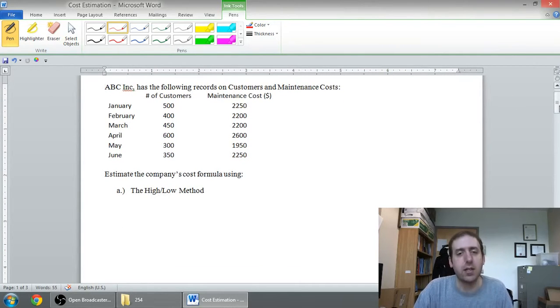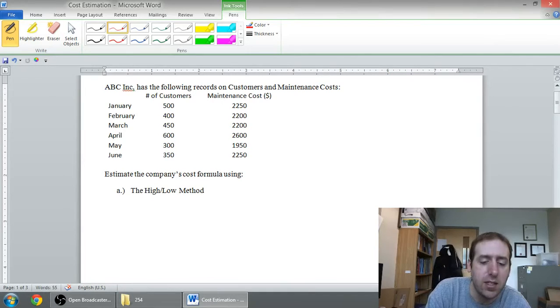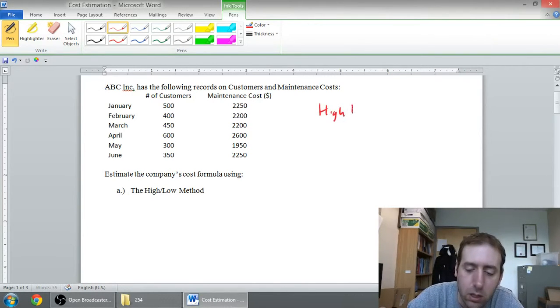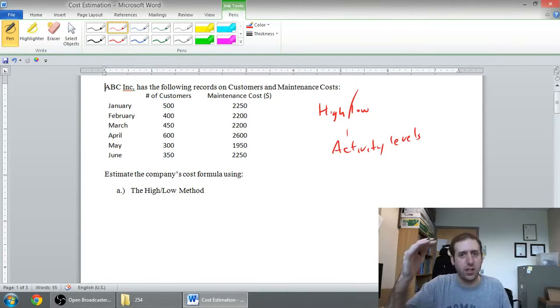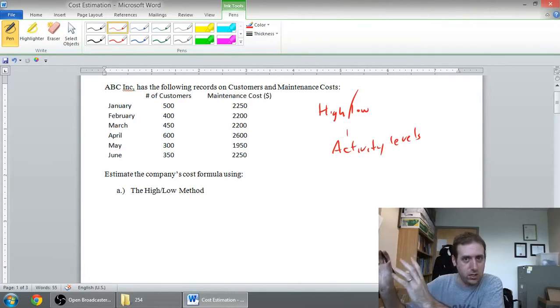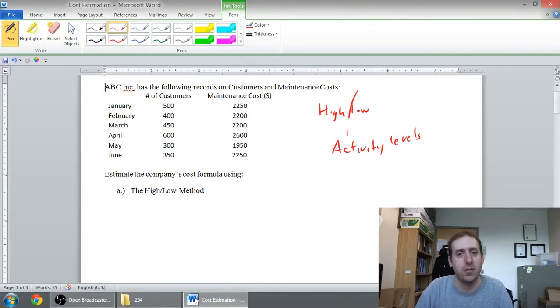So the high-low method is actually pretty easy. In fact, it's a bit overly simplistic. We'll talk about some criticisms of the high-low method later, but it's just like it sounds. High-low. So I'm looking for the highest and lowest activity level. And when we talk about high-low, we're talking about activity levels, not costs. Very often your highest activity level will be the same as your highest cost, and your lowest activity level will be the same as your lowest cost. But when we talk high-low, we're just talking about the activity level.